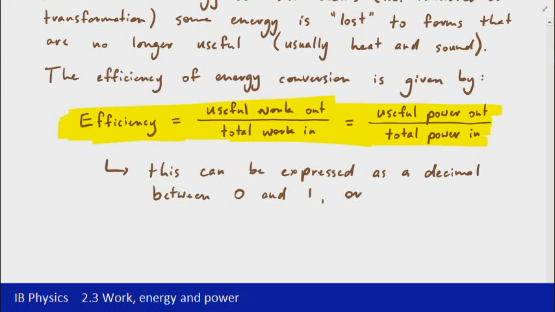or as a percentage. So converting from the decimal to a percentage, just multiply by 100 in order to get the percentage efficiency, and it's quite often the more common one to say that something's 50% efficient or 75% efficient, rather than just it has an efficiency of 0.5 or 0.75. We'll have a look at a few questions in class about efficiency, and then that will wrap up subtopic 2.3.